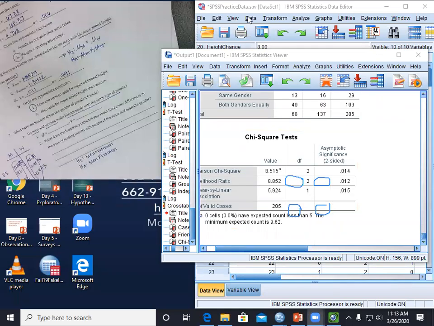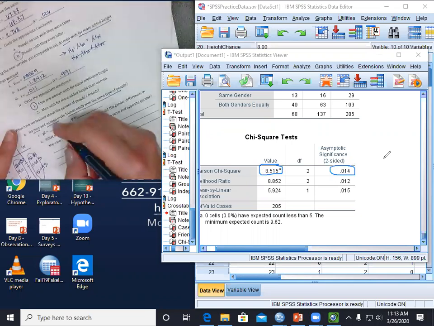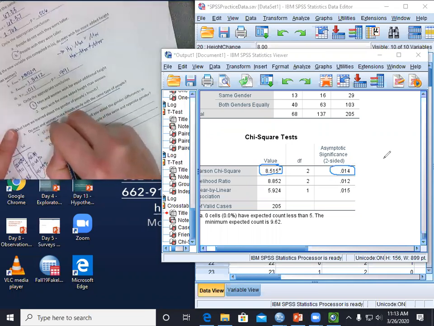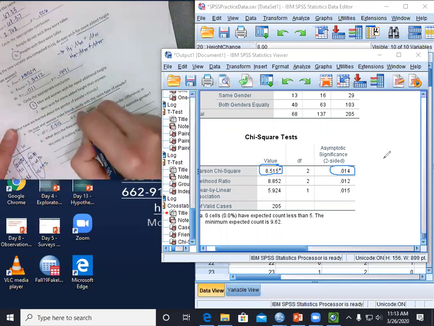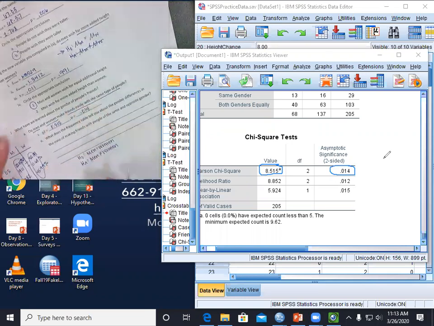Oh, these stupid lines that don't delete themselves. We have to look down here for our chi-square statistic and our p-value. So our chi-square statistic is 8.515, and our p-value is 0.014. Let me erase this so I can get rid of this.